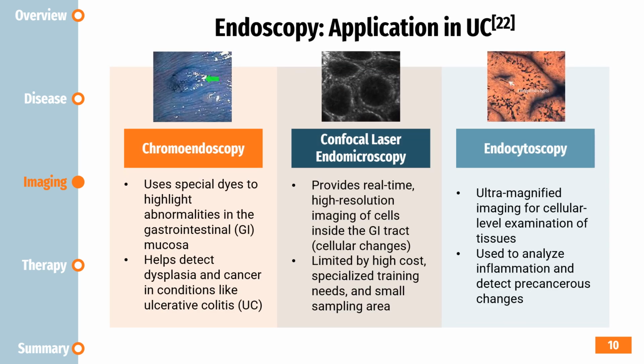Here are some of the more advanced endoscopic techniques. Chromoendoscopy. This technique involves applying special dyes to the lining of the digestive tract to make abnormalities more visible. It is particularly useful for spotting early signs of cancer or precancerous changes in conditions like ulcerative colitis, which would help doctors identify key areas that would need closer attention or treatment.